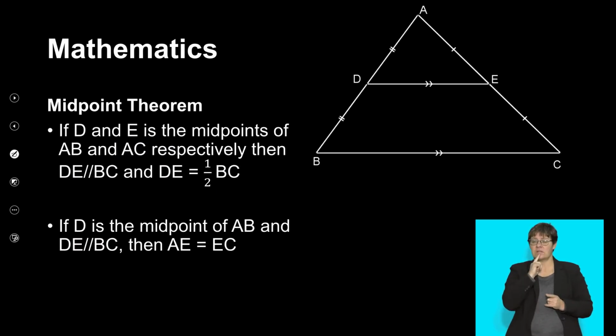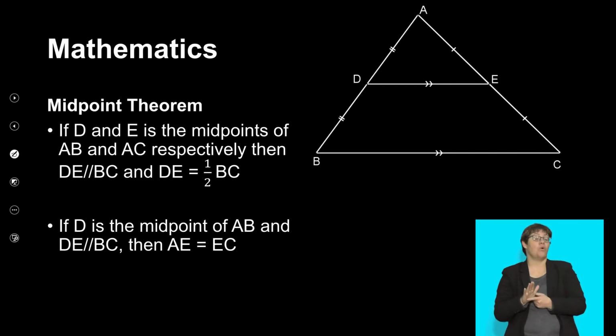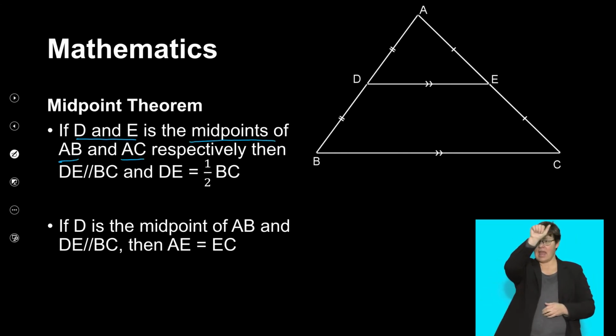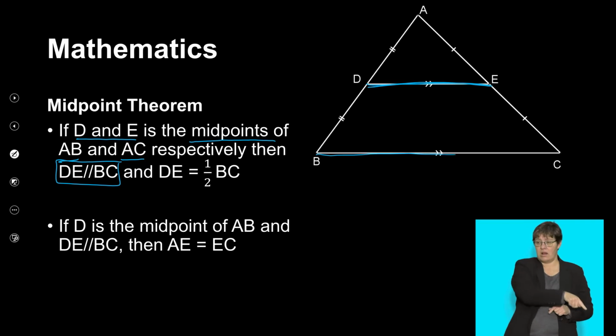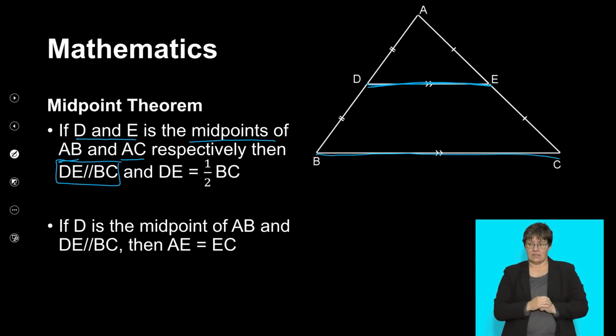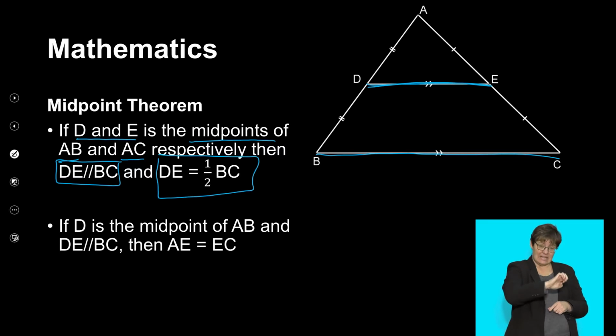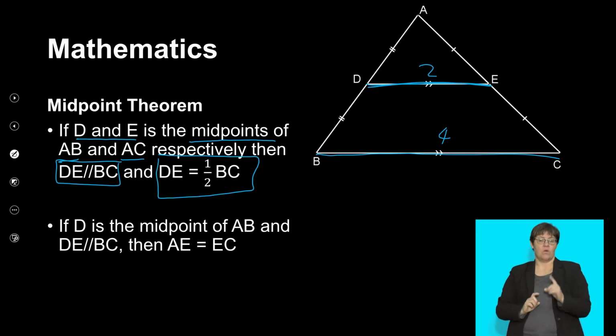So to quickly apply this and show you what I am trying to say, if D and E are the midpoints of AB and AC respectively, then we know that DE will be parallel to BC. I just showed you that. So this DE here will be parallel to the BC there. And then DE will always be half the size of BC. So if DE is 2, then BC will be 4 units. They have a relationship of 1 is to 2.